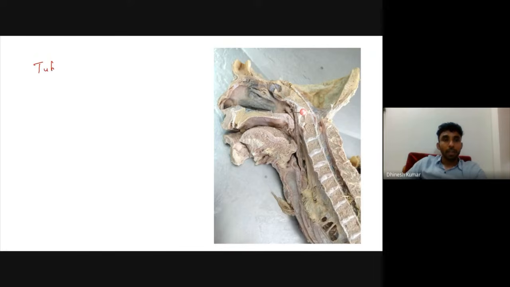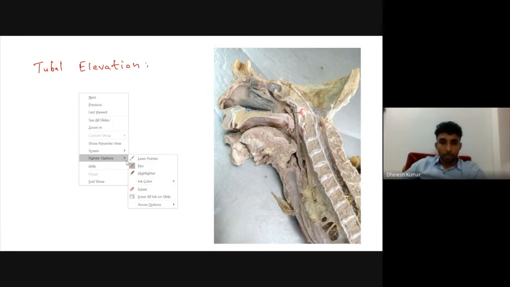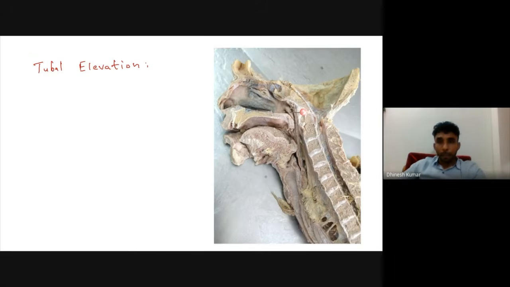Yes, the pinned structure here is tubal elevation. Okay, so in the last specimen we have probed this area called tubal opening. That is the opening of the auditory tube or eustachian tube, isn't it? So just behind the tubal opening, we have one elevation which is pinned in this specimen, called the tubal elevation. And the sub-question will be how the pinned structure is formed.